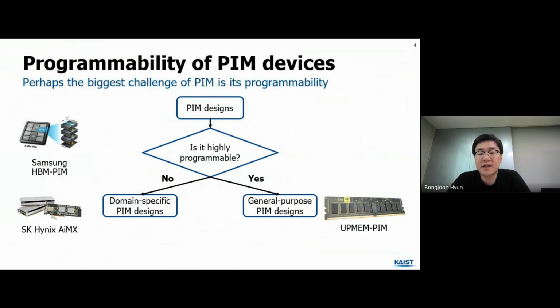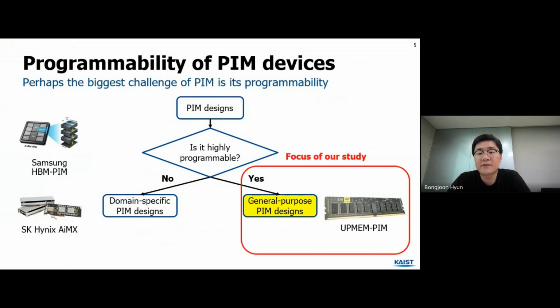Domain-specific PIM designs like Samsung HBM-PIM or SK Hynix AiM are designed to accelerate matrix multiplication, primarily targeting AI workloads. However, general-purpose PIM designs like UPMEM-PIM are able to accelerate a broad range of PIM applications as they come with their own set of programming languages and fairly sophisticated software stack, enhancing their programmability.